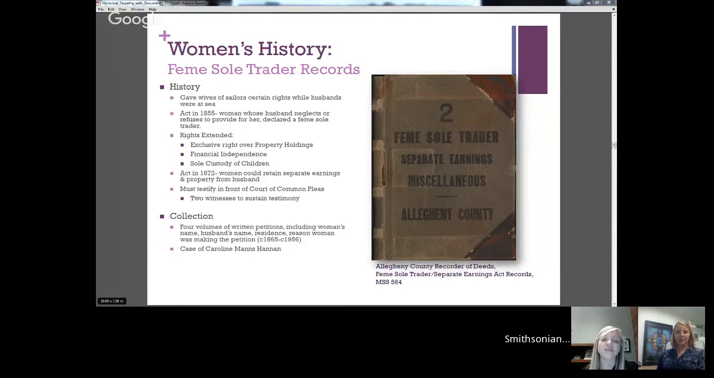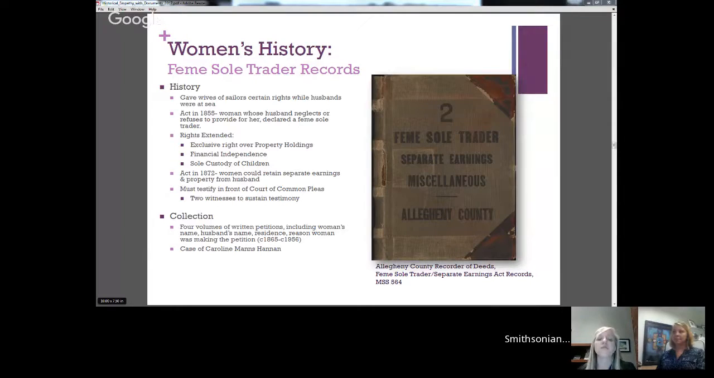And so again, for the purposes of the collection that we'll be talking about today, and particularly the case of one individual person, Caroline Manns Hannon, the act was actually amended in 1855 in the Pennsylvania legislature, and it extended rights similar to that of a femme sole trader if that woman could prove that her husband neglected her, or exercised some profligacy or drunkenness, or from other cause really didn't support her and her family, she could go before the local county court and petition to achieve the femme sole trader status.